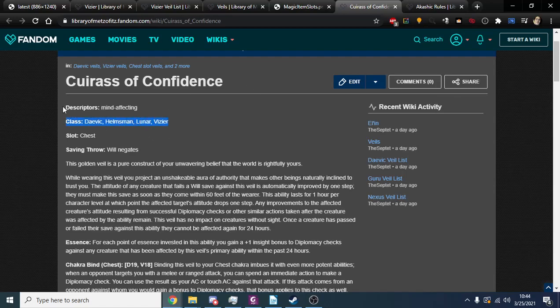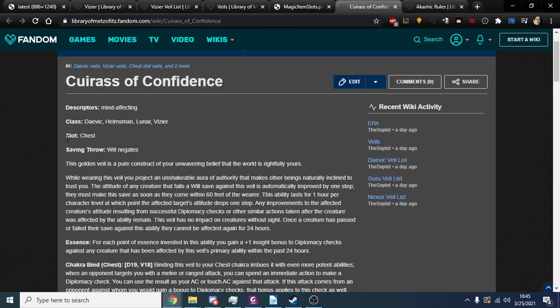Next is the class, which works similarly to this line that you would see in Magic, where it would list, you know, this is a Wizard 3 spell, this is a Cleric 2 spell, saying that a wizard gets this when they access third level spells, a cleric gets it when they access second. But since every veil is available to a veil weaving class, it just lists the class. Now, the Cuirass of Confidence is available for the Devic, the Helmsman, the Lunar, and the Vizier. Other classes can access veils that are not on their list through a feat called Shape Veil, but it's much easier for you to access it if it's already on your list, obviously.